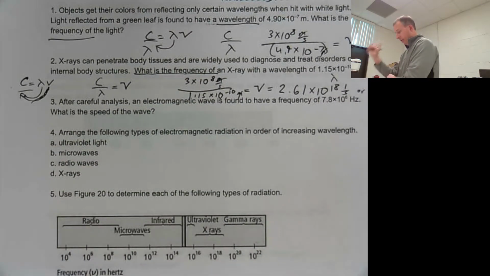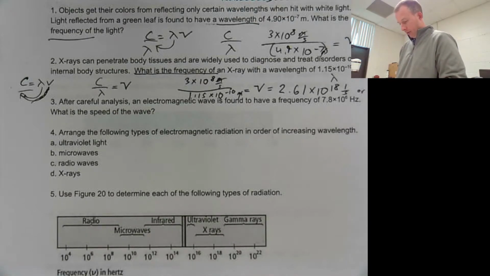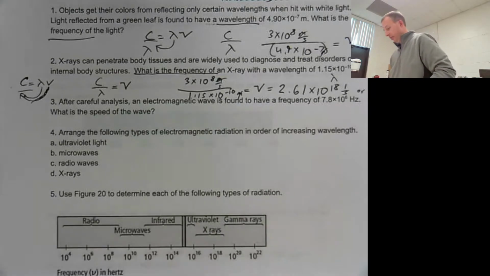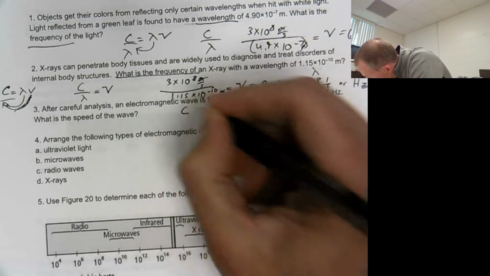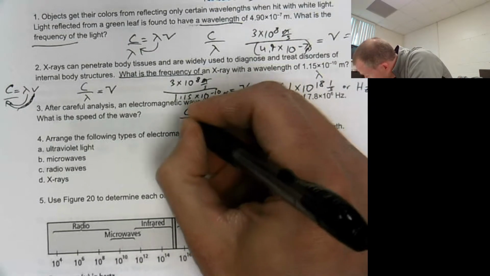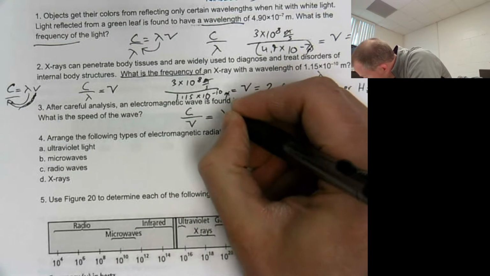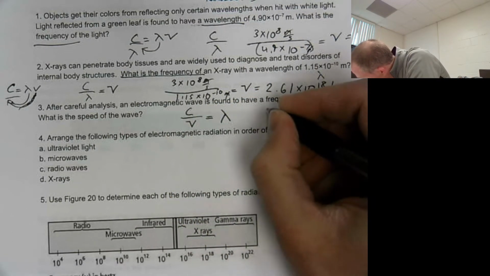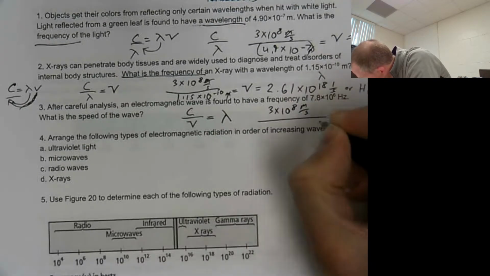I'll post that answer on. Actually, I'll just do it. I'm not going to write all the work for that. Oh, actually, this is a little different. Well, you're solving for frequency, so I'll do this one. In this case, you're solving for wavelength, so it's different. So the formula is going to be C over frequency is equal to wavelength this time. So it'll be 3 times 10 to the 8th meters per second.